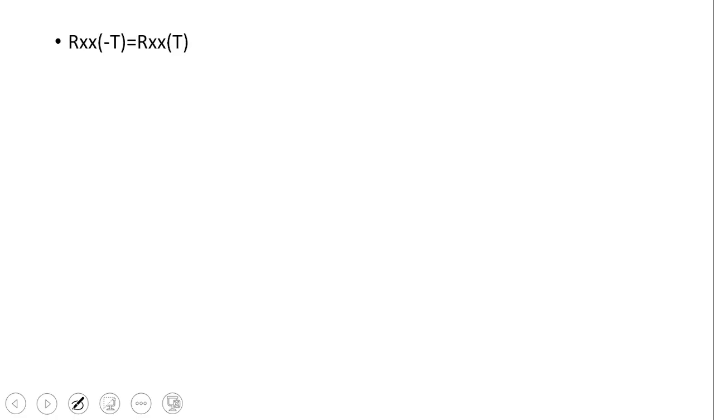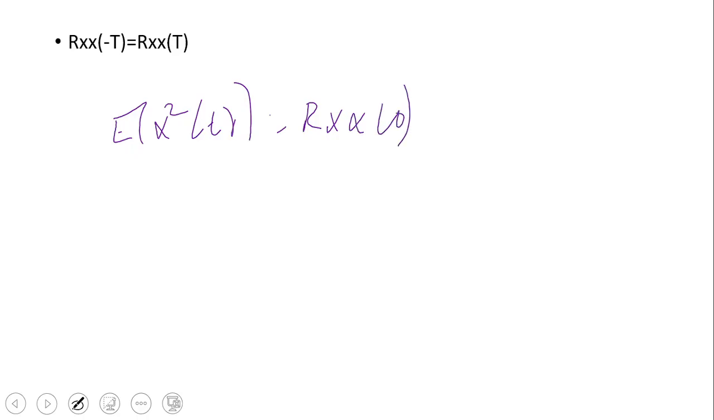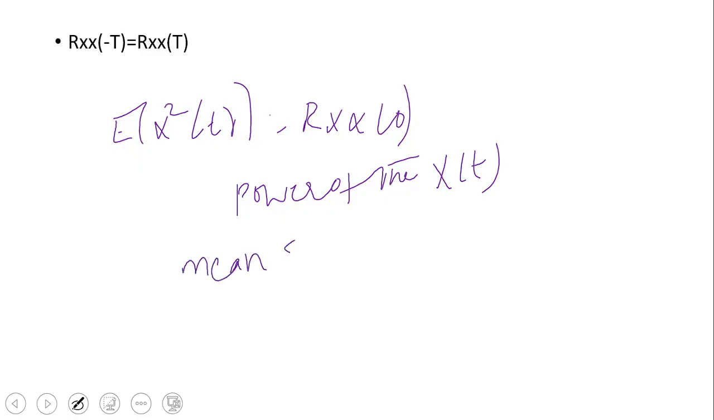And one more property: E of x square of t is R xx of 0. This is also equal to the power of the random process x of t, or the average value, the mean square value of x of t. So they may ask anything.